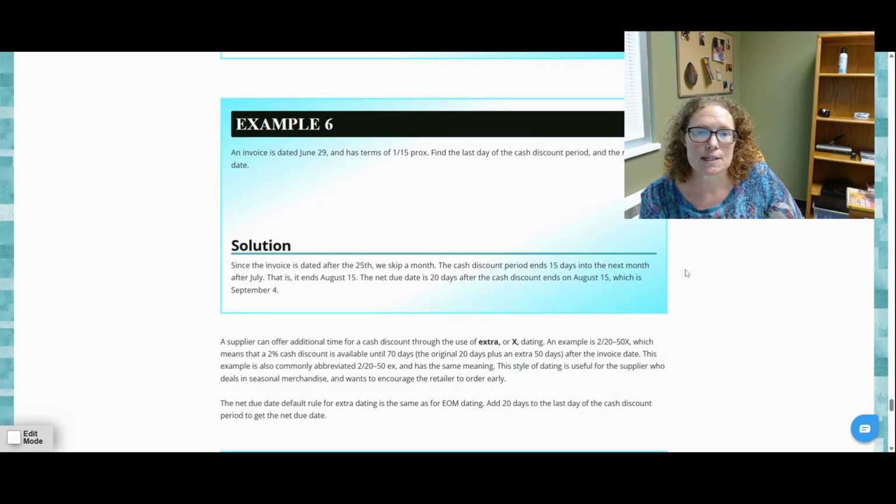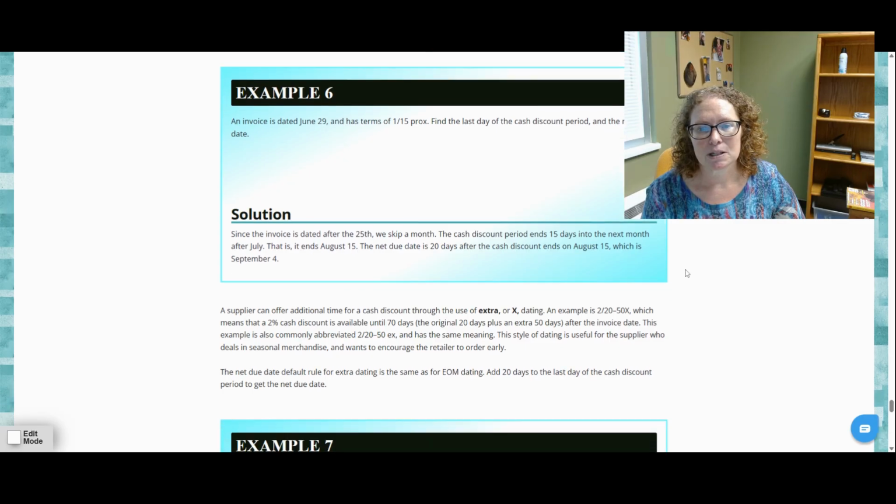So if we have one that says it's dated June 29th and has terms of 1/15 Proximo, find the last day of the cash discount period and the net due date. Since the invoice is dated after the 25th, we skip a month. So the cash discount period ends 15 days into the next month after July, which of course is August. So it would end on August 15th. And the net due date is 20 days after the discount ends on August 15th, which would be September 4th.